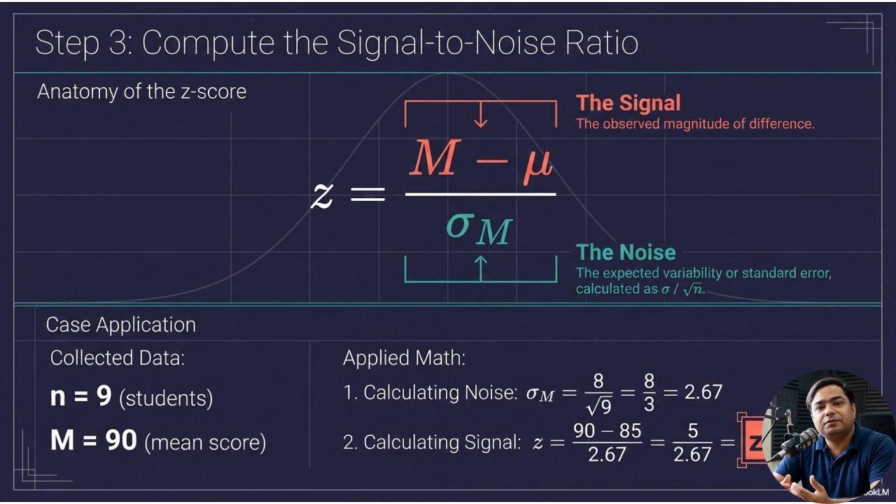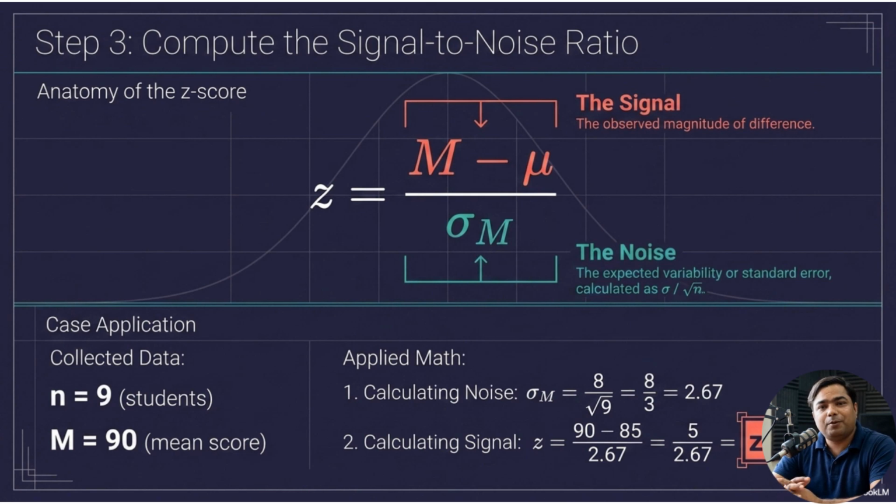In this example, the sample mean is 90 and the population mean is 85. So the signal is 90 minus 85 equals 5. This means the sample mean is 5 points higher than the population mean. Now look at the denominator. The denominator is sigma M, which represents the standard error. Standard error tells us how much sample means are expected to vary naturally because of random sampling.